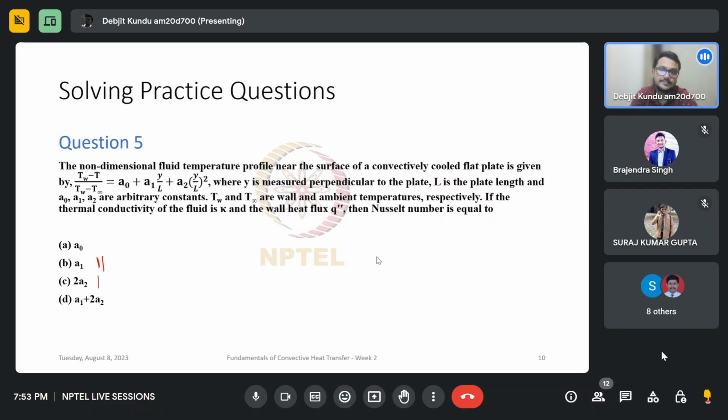If anyone is facing any problem doing this or solving this, you can unmute and ask. We can work through whatever problem that you're facing.